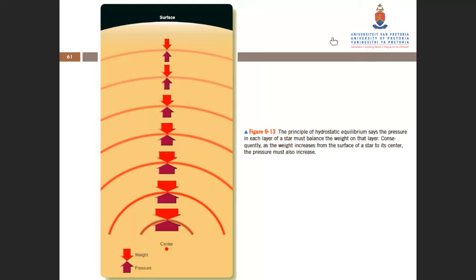And this is what's meant with hydrostatic equilibrium. So we have our different imaginary layers. Here we have pressure going up and weight coming down. Pressure going up, weight coming down. So the deeper layers must support all the layers going up to the surface. Everyone's still following? Okay.